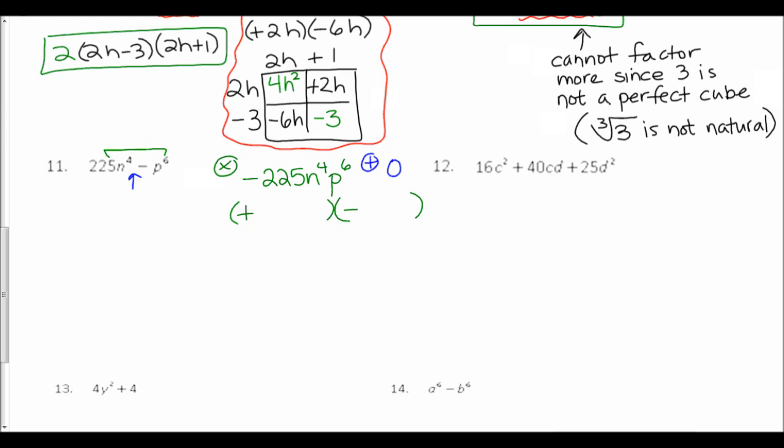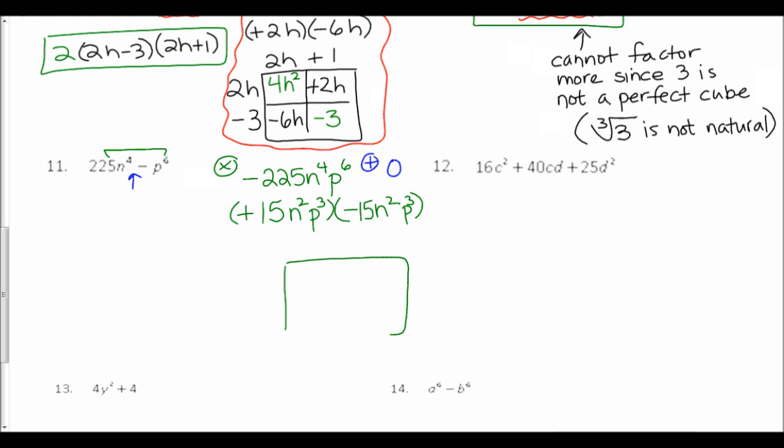So looking at the variables, normally I could just change my x squared to an x, but I've got a lot of things here. N to the 4th is going to come from doing n squared times n squared. P to the 6th is going to come from doing p cubed times p cubed, because these have to be the same. So I essentially just took half of the exponents, because when I multiply 2 things, I add their exponents back. Then what 2 numbers multiply to 225 that add to 0? Well, this better also be a perfect square, and it is. 225 is 15 times 15.